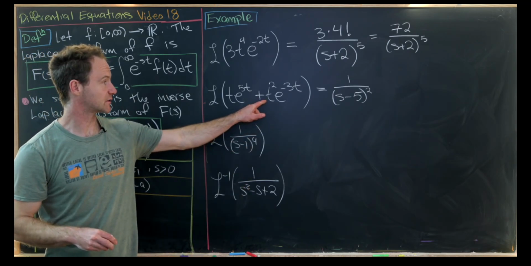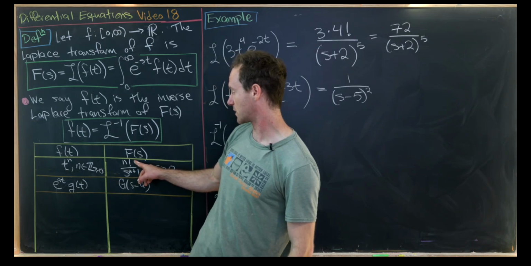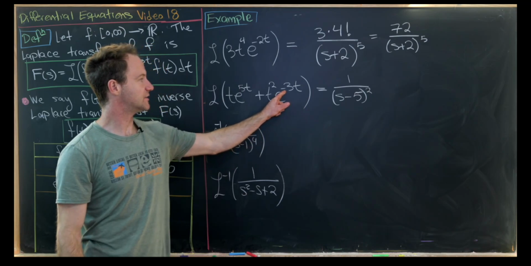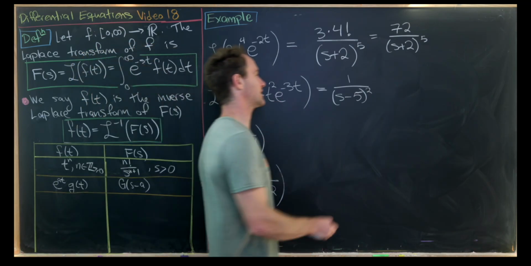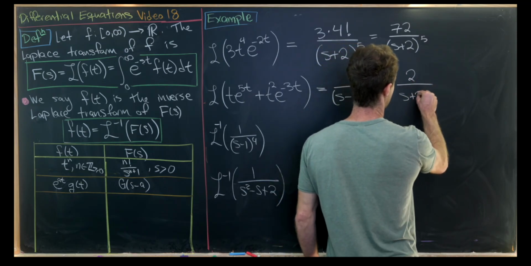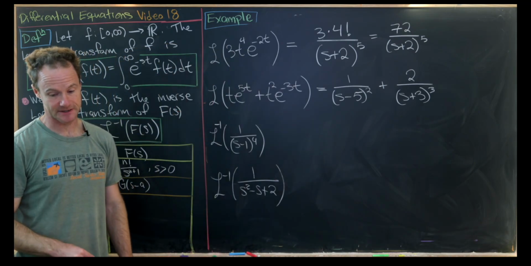Now let's look at this next one. So t squared should turn into something like 2 factorial over s to the 3rd power, but we need to do some shifting here by this minus 3. That'll give us 2 factorial, which is 2 over s plus 3 to the 3rd power. Again, because of the shifting.